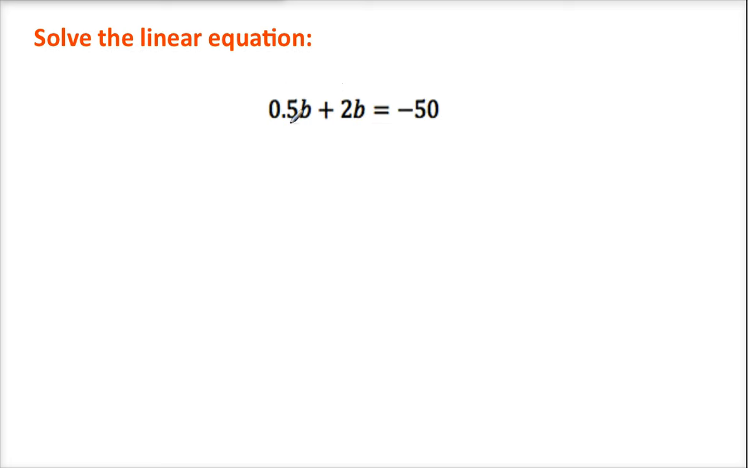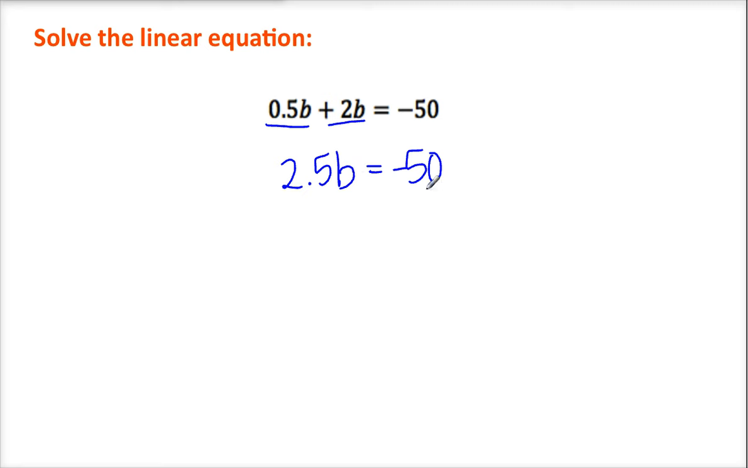Next example has a decimal in it. Don't be scared. We follow the exact same steps. This time just has a decimal. So first step, simplify the expressions on both sides. So this side, let's look at this one and see what we can do. We have a 0.5b and a 2b. These can be combined. So I would add 0.5 plus 2 is 2.5. That's not so hard. So I have 2.5 b's, and this is still equal to negative 50.